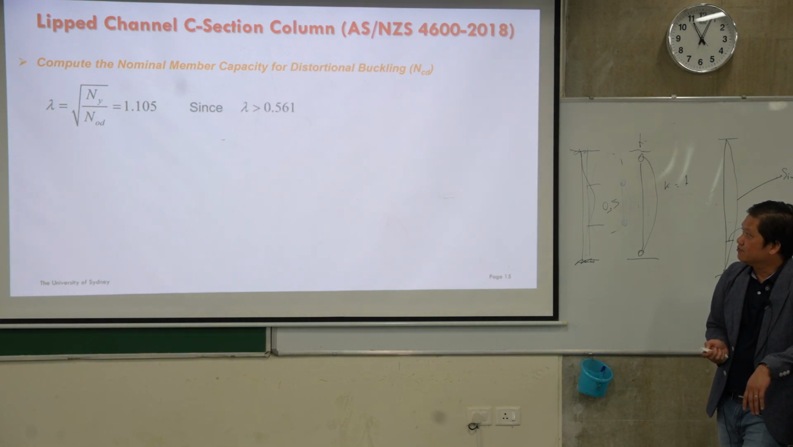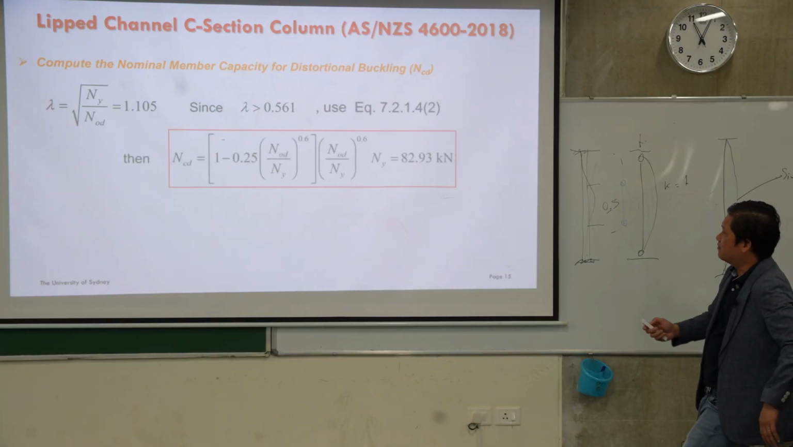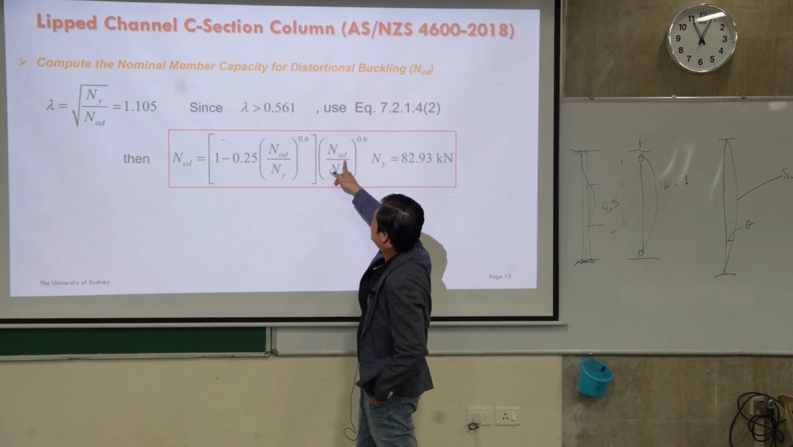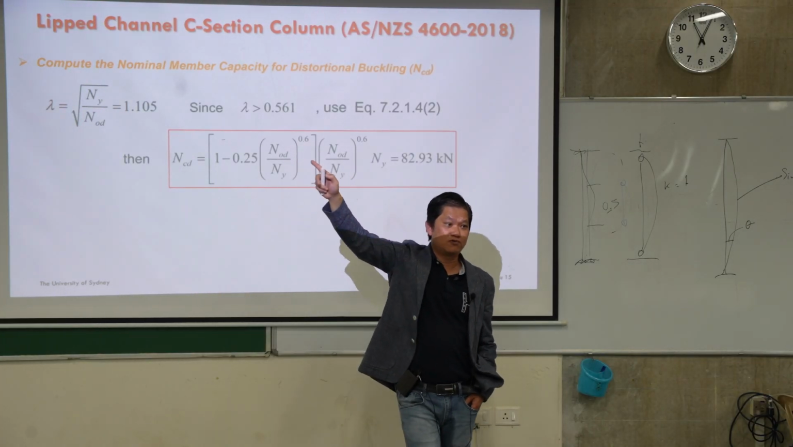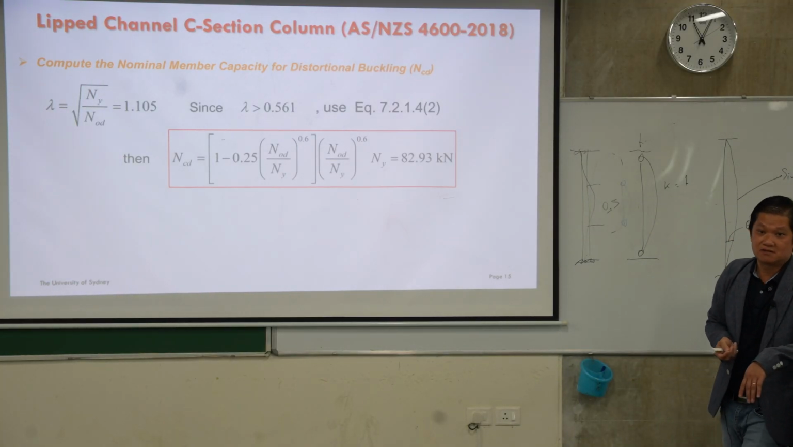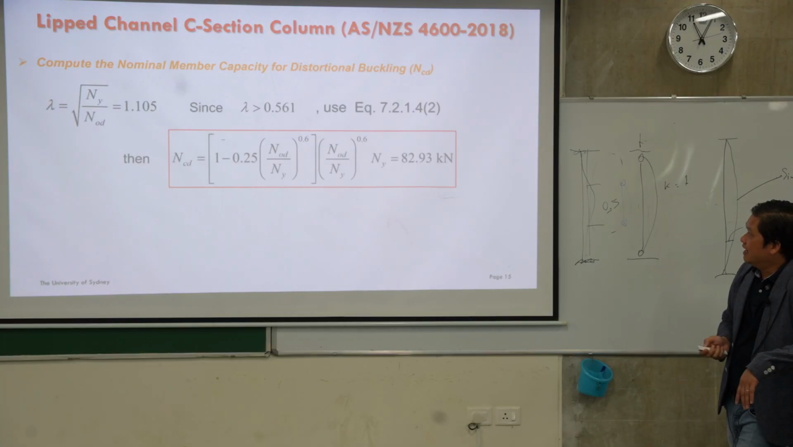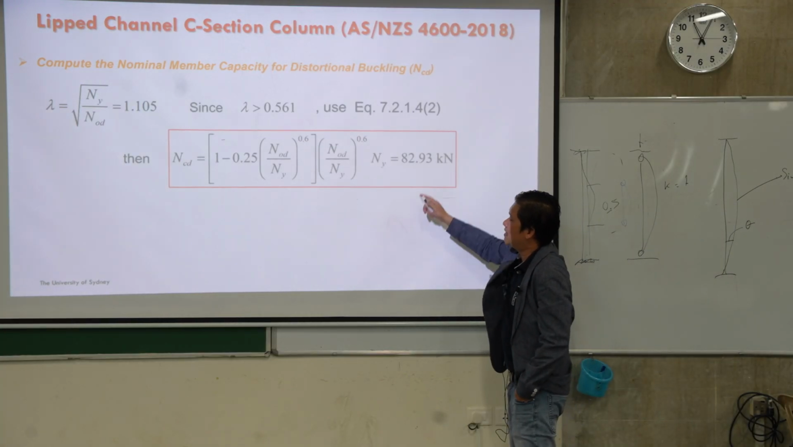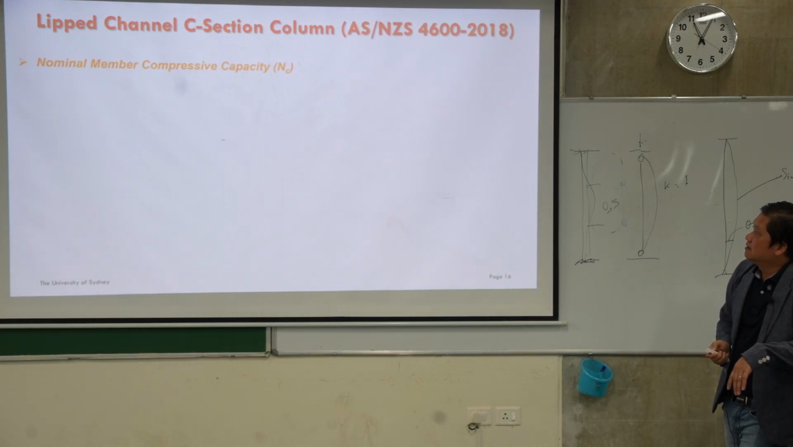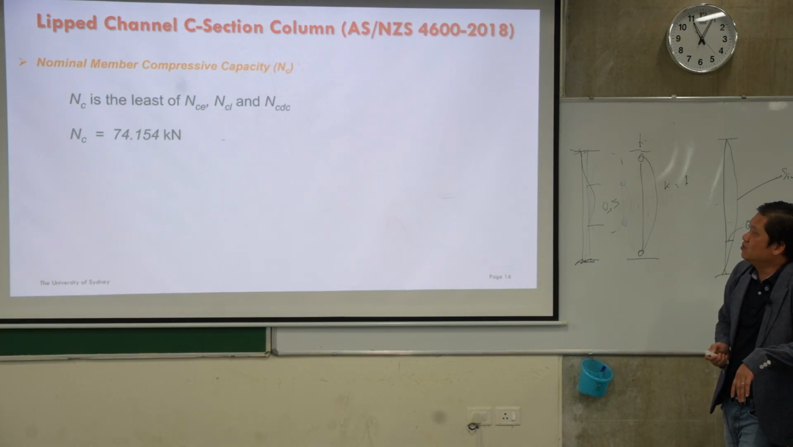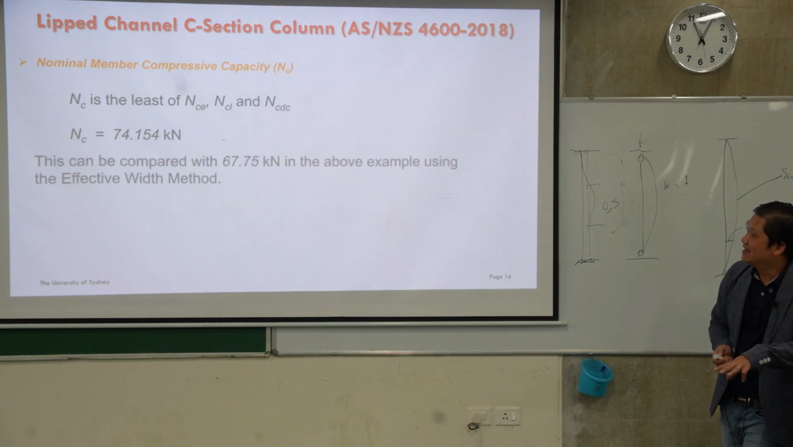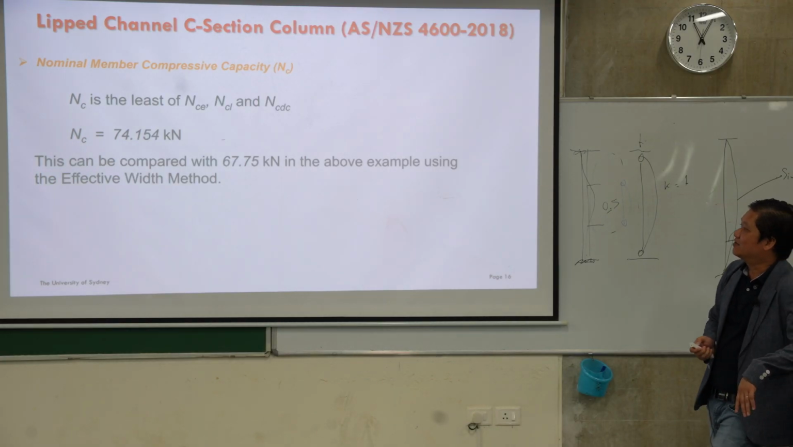Okay? And then we compare with that, and then we plug into our equation in here, and you can see that distortional buckling has the exponent 0.6, and local buckling has the exponent 0.4. Just something that you remember. And this is the strength, the distortional buckling strength of the column. And then what we do is very simple, right? We compare those three, and then you get that.